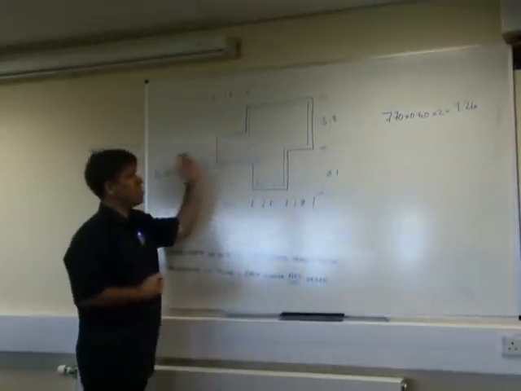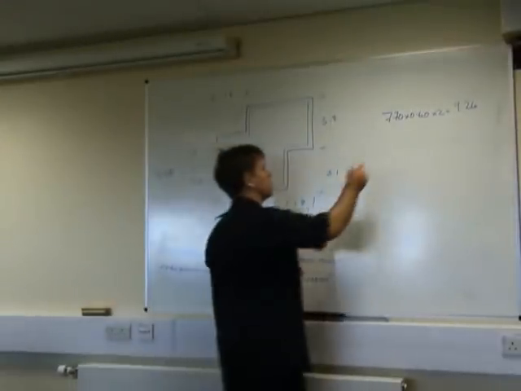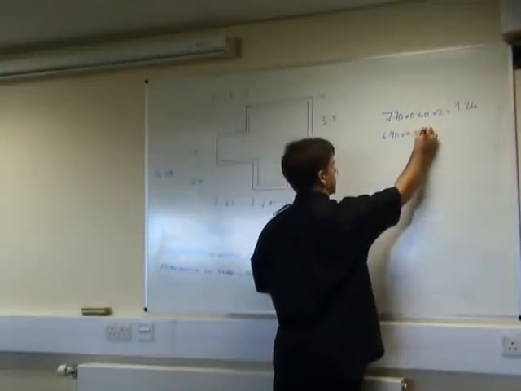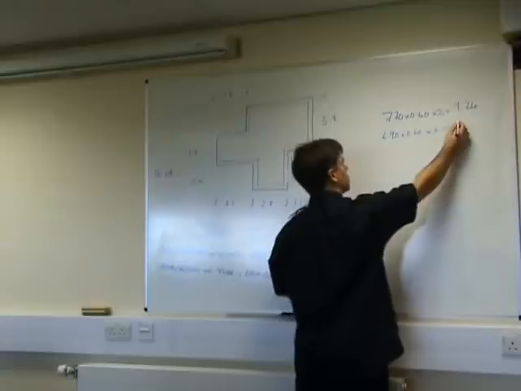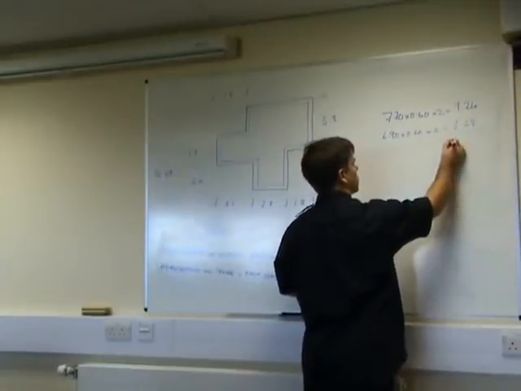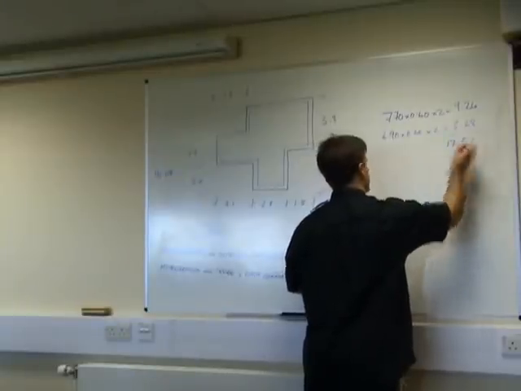And then we do the sides, left and right. 3.8 and 3.1 gives us what? 6.90 times 0.6 times 2 equals 8.28. Add those together. 17.52.